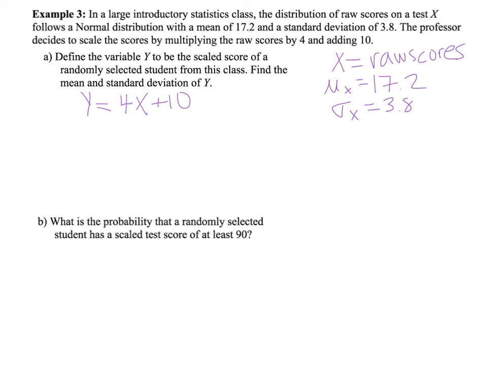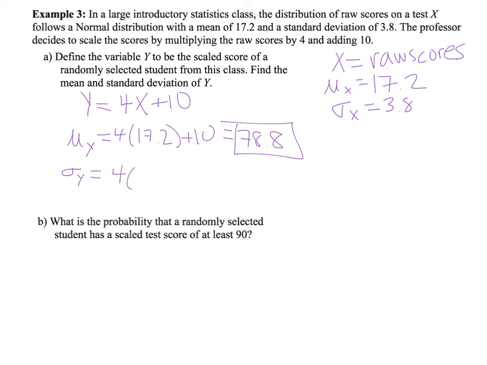Now, in order to figure out the mean of Y, you are going to take the mean of X, which is 17.2, multiply it by 4, and then add 10. That is going to give you 78.8. Now, the standard deviation. Remember with standard deviation, adding doesn't change anything. So all you're going to do is take your standard deviation of 3.8 and multiply it by 4. You do not add 10. So in this case, your standard deviation is 15.2.